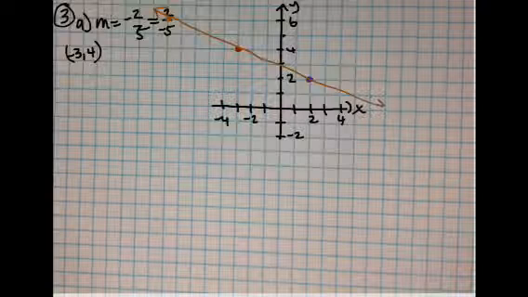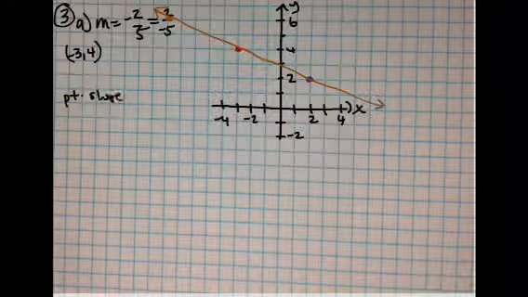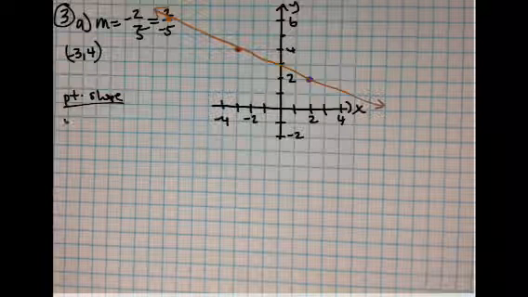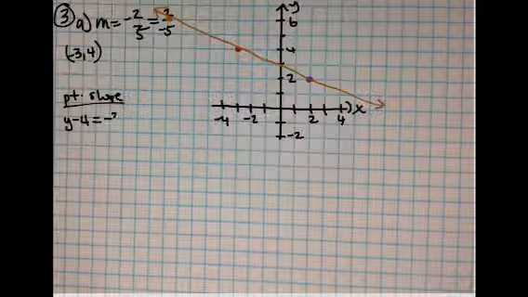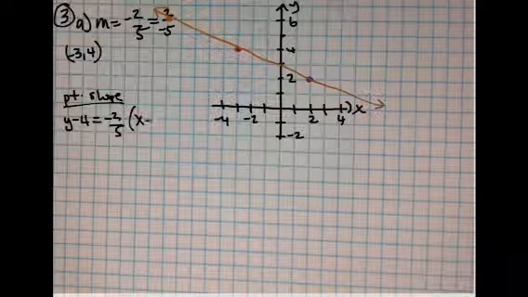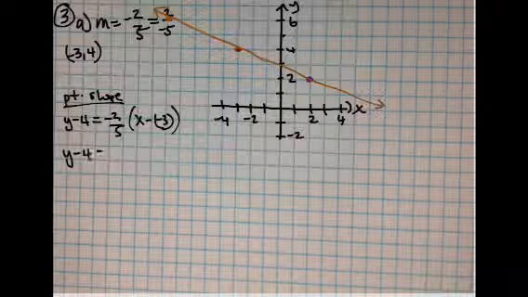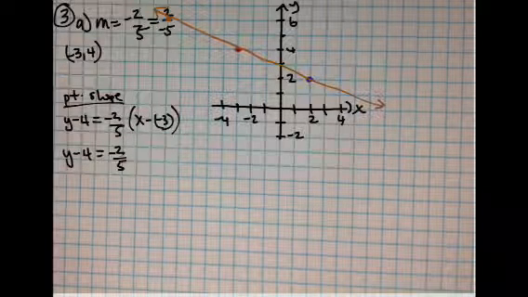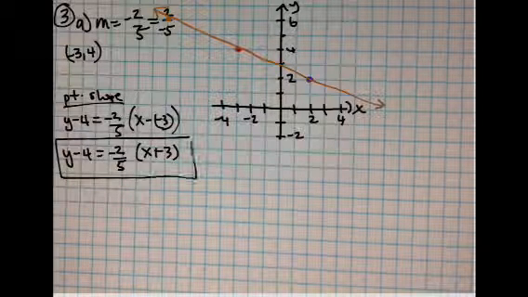Okay, so now we're going to write the equation of the line. Because I have a point and a slope, I'm going to start off with point-slope form, which is y minus y sub 1, and y sub 1 in this case is 4, equals the slope times the quantity of x minus x sub 1. So x sub 1 is negative 3. Let me simplify that. We get y minus 4 equals negative 2/5 times the quantity of x plus 3. If they're asking for point-slope form, this would be your answer.